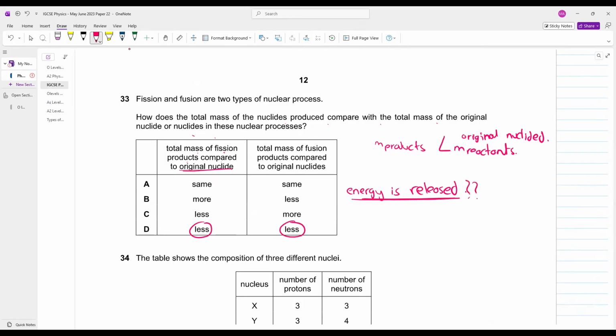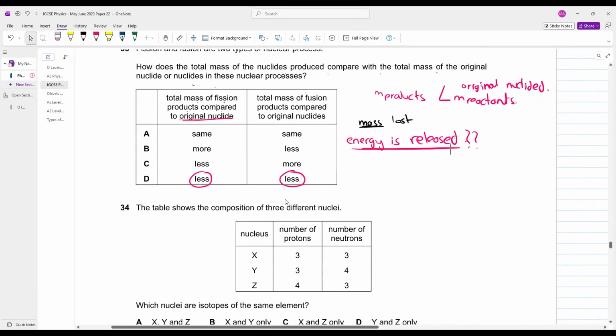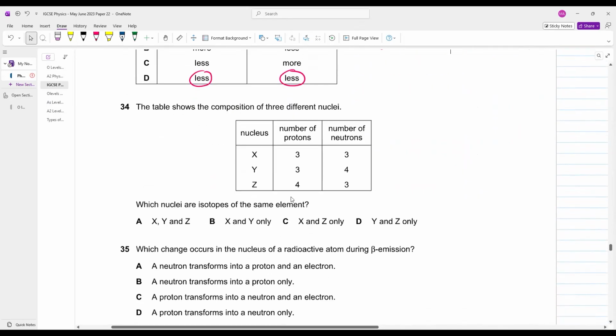हाउ डज दिस एनर्जी गेट्स रिलीज? दोनों प्रोसेसेस में, फिजन में, फ्यूजन में जो एनर्जी रिलीज हो रही होती है, this is due to the mass getting lost. Mass gets converted into energy, you can say that. ठीक है, दोनों प्रोसेसेस में, फिजन और फ्यूजन के प्रोसेसेस में, आपका मास गेट्स कन्वर्टेड इनटू एनर्जी. सो इन बोथ प्रोसेसेस द mass of the products is less than the original mass of the nuclides.